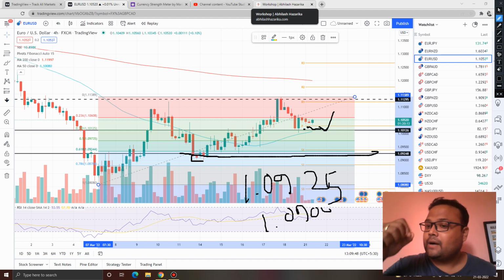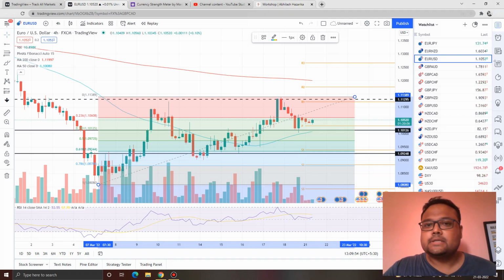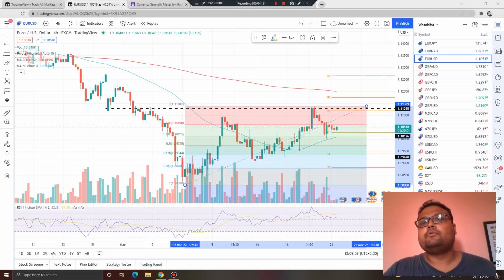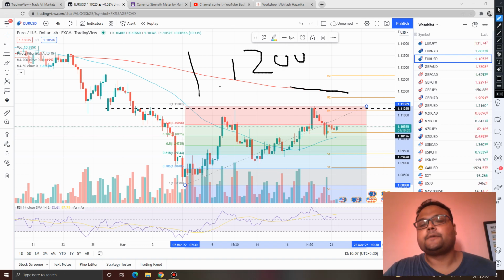But keep in mind, if the market goes up from here, then this is the first resistance for us. We can hope for a sell. The next selling zone for Euro USD is around 1.1200, because we have another resistance here. So these two are the important resistances, and we have these two as the support for the market right now. Right now the market is here.